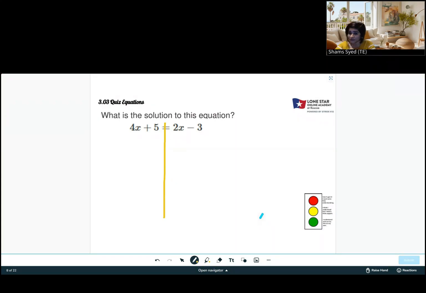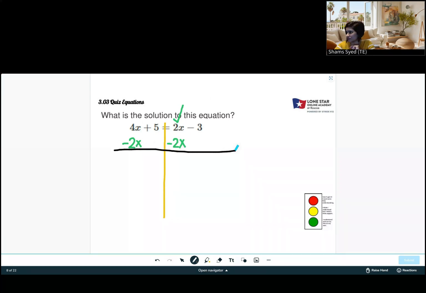Step 1, as always, want to move the variables to one side and try to move the smaller variable over. The smaller variable is 2x. I want to get rid of the 2x. So I subtract 2x from each side. And make sure you subtract under like terms. Like terms means I'm going to subtract 2x from the 4x. These are called like terms.